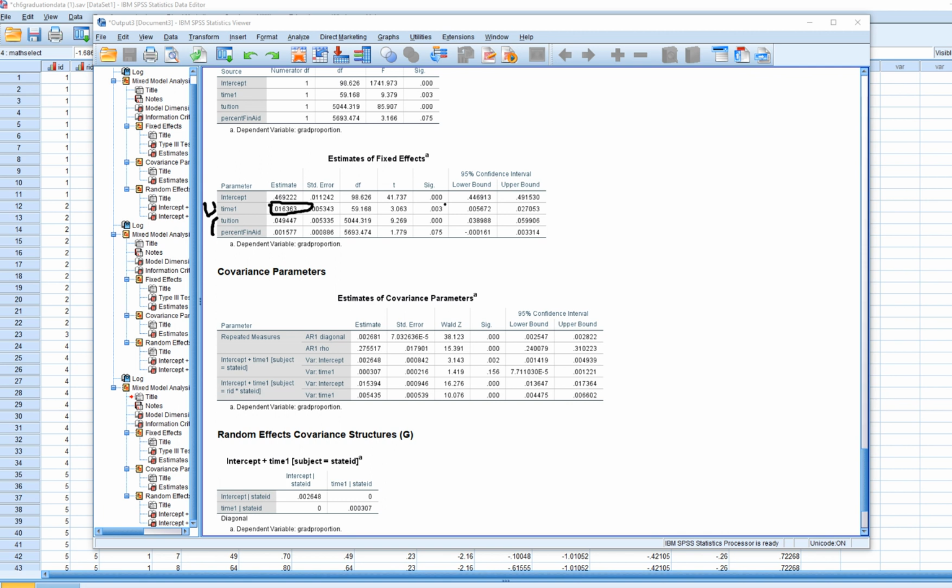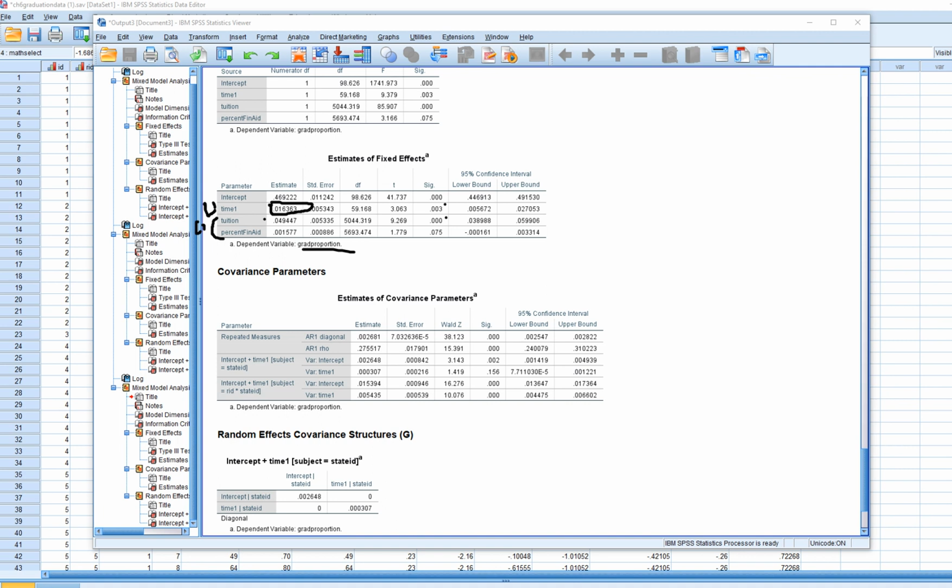Then we also incorporated the level 1 predictors of tuition and percentage financial aid. The tuition variable was reflecting the tuition rate associated with the institutions, and tuition levels change over time, so in turn we're looking at this variable as a time-varying covariate of grad proportion. We see a positive and significant relationship, indicating that when tuition rates tended to be higher, we also saw a greater proportion of students graduating.